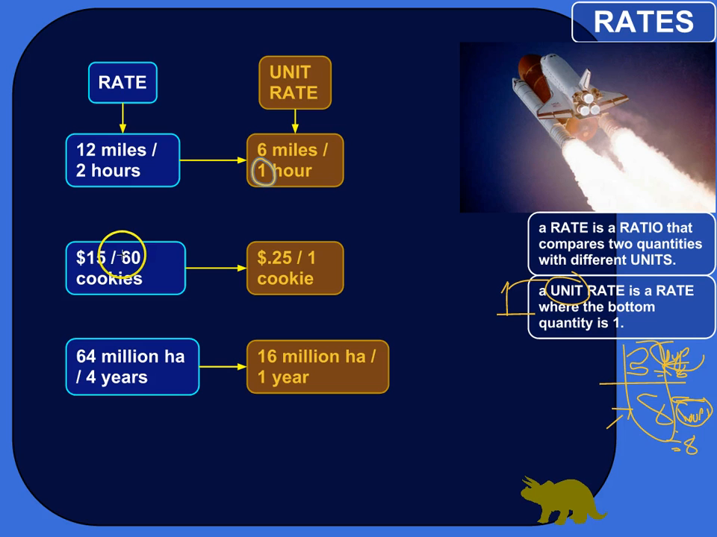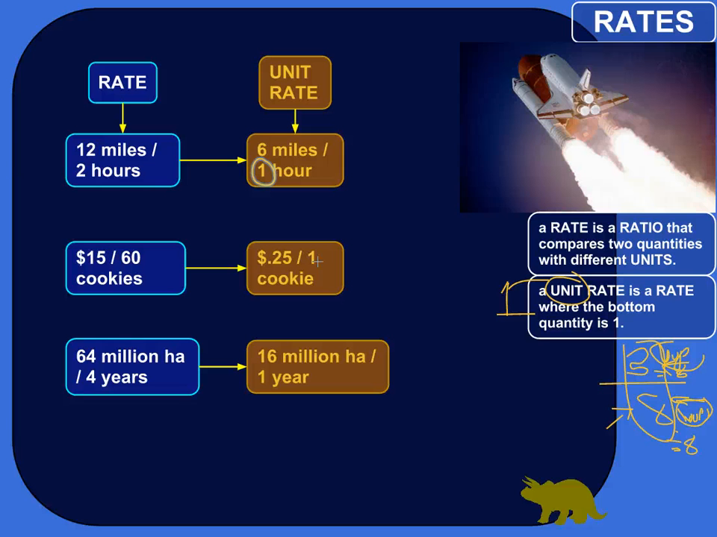Rate of $15 per 60 cookies. However much the ingredients cost is 15 bucks for around 60 cookies. Well, the unit rate for that would be $0.25, 25 cents per one cookie. 25 cents per cookie. Unit rates allow you to say things like that. Speed is expressed as miles per hour. That means miles per 1 hour. That's a unit rate. So you can just say miles per hour. You don't have to say miles per 2 hours.